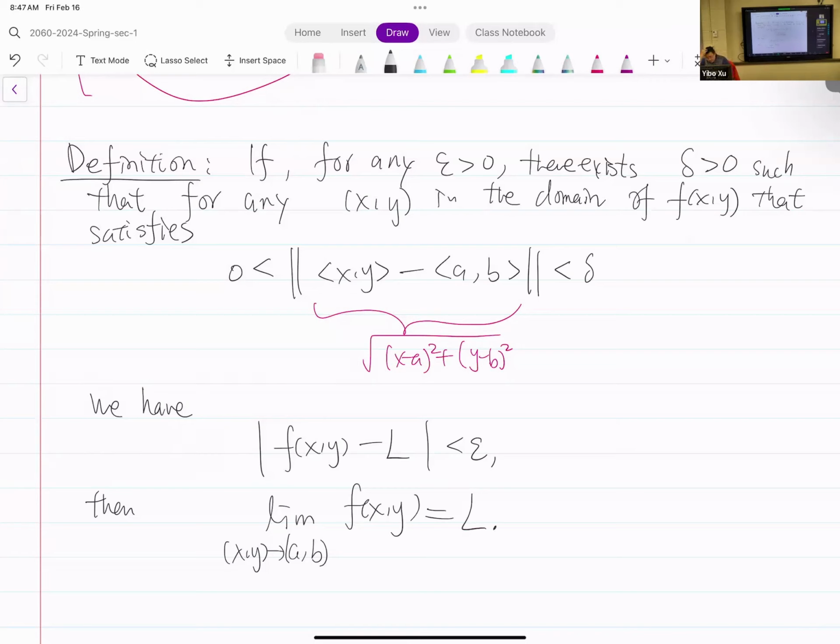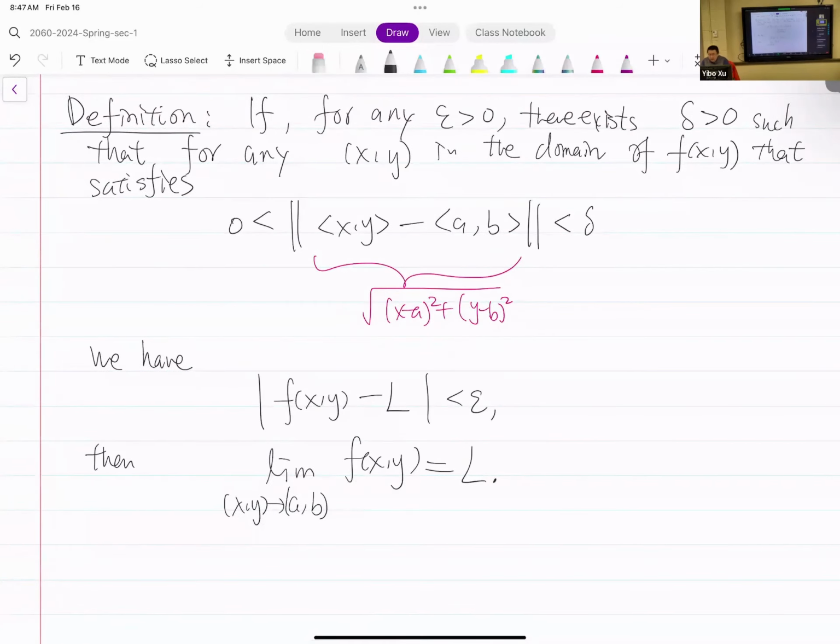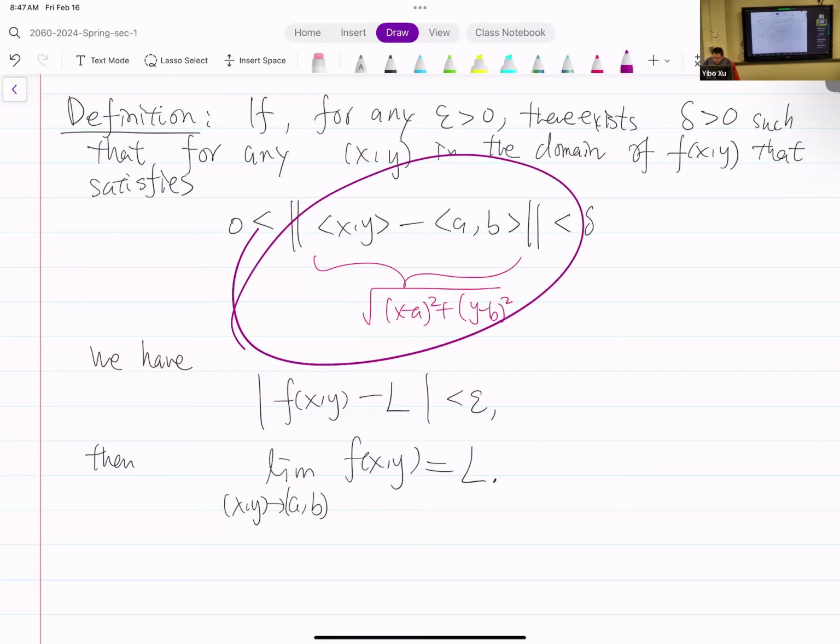So you see, this is exactly a generalization from univariate calculus. In univariate calculus, for any epsilon positive, you always have a delta such that when x minus a is within the delta distance, then the functional value f of x minus the limit capital L is within epsilon. But this is exactly this generalization. The only thing different here is that this is a two-dimensional distance, and our function here is multivariate. It's a two-variable function.